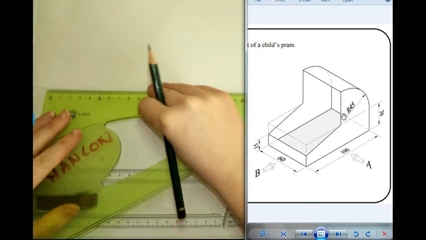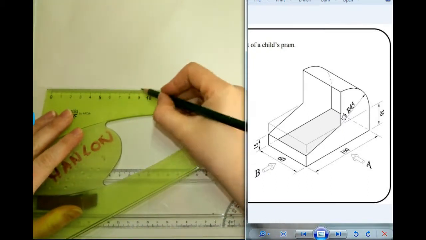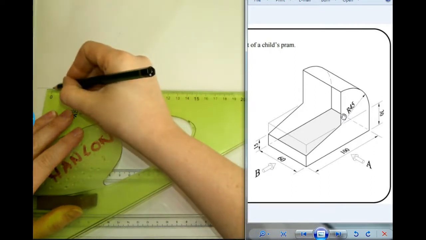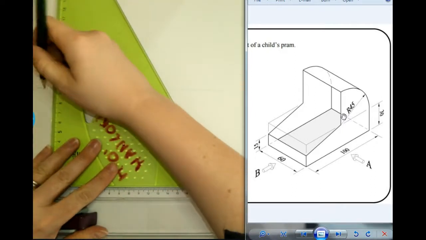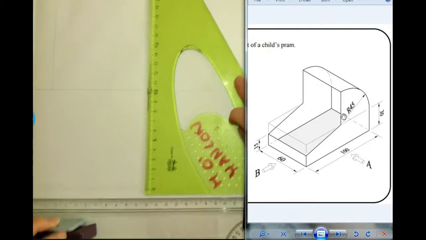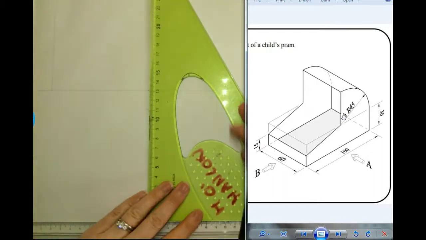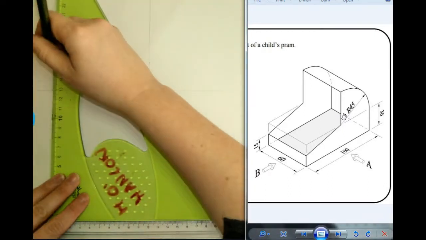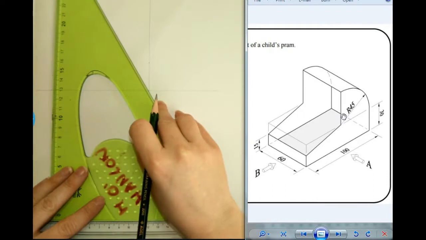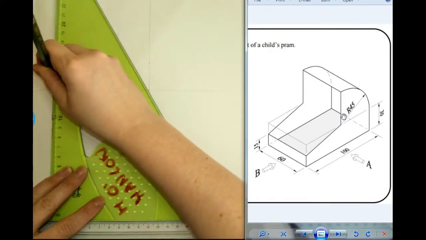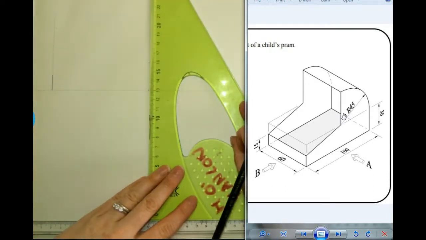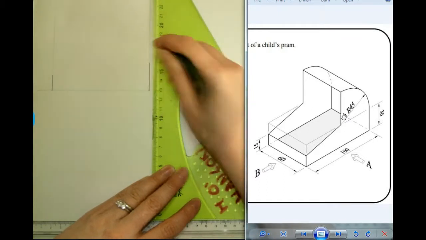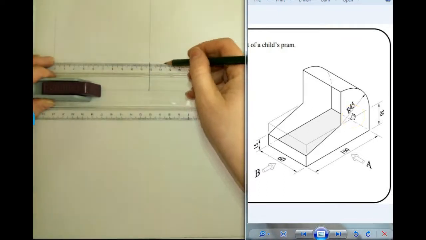Now, my measurements, I've got 100 mil here. And from those 2 points, we're going to go up vertically. Now, I've got a height here of 30 that I need to measure up. And at the side here, I have a height of 15. That 15 is going to go in dark. And this 30 is going to go in dark. And from that 30 point, I'm going to go horizontally across.